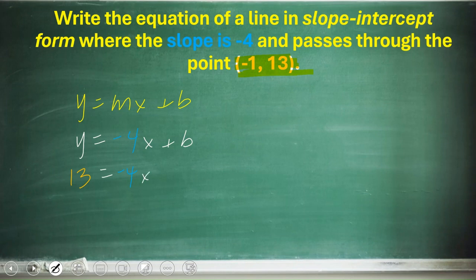Oops, except I'm not doing that. Let me try again. -4. And then my x value goes in as -1 here. And then what I don't know is b, which is my y-intercept. So all I need to do right now is simplify this equation.